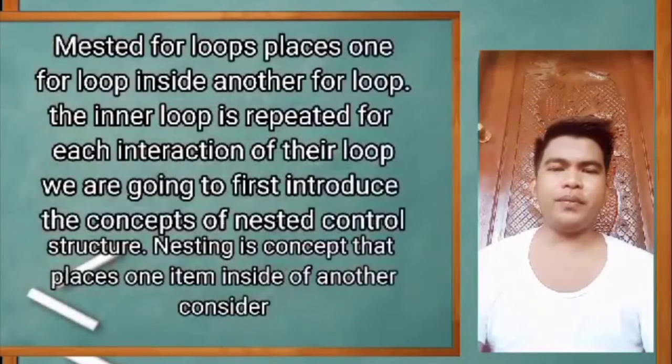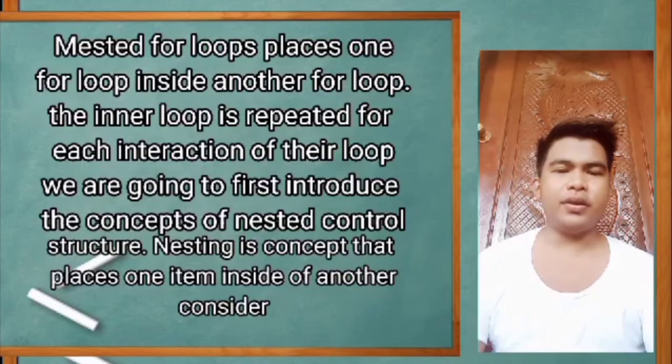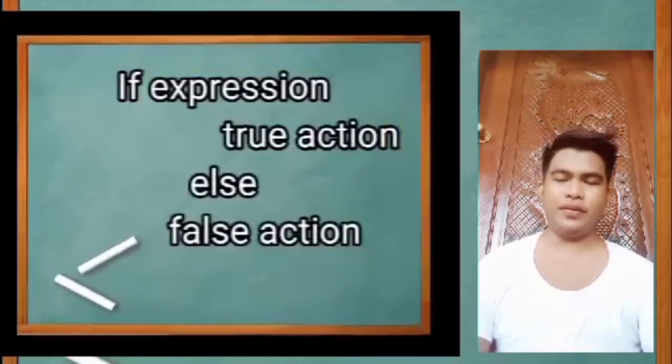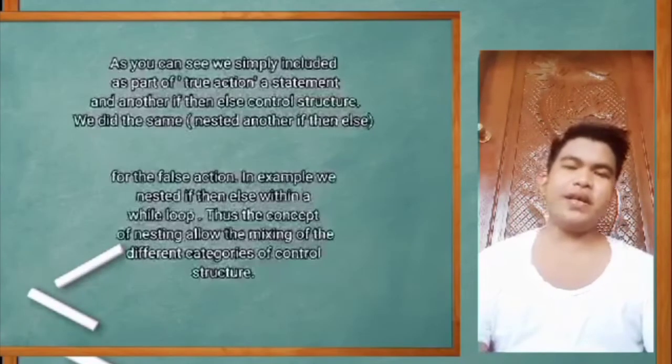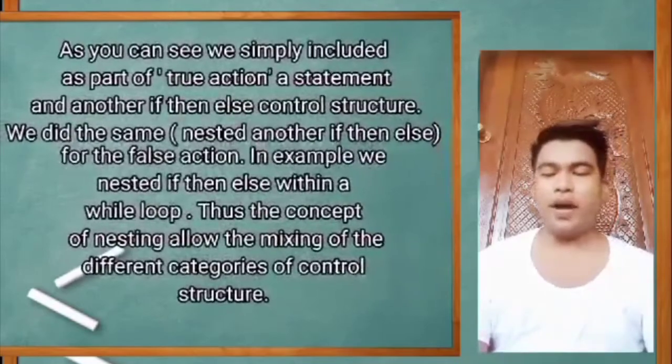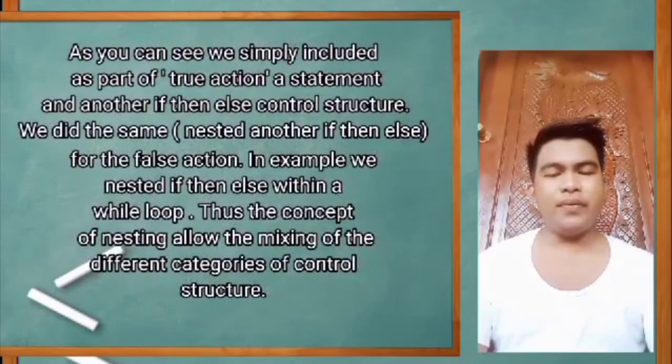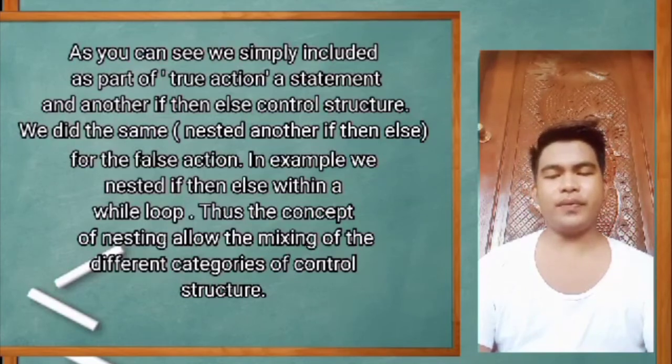Nested for loop: place one for loop inside another loop. The inner loop is repeated for each iteration of the outer loop. We are going to first introduce the concept of nested control structure. Nesting is the concept of placing one item inside another. As you can see, we simply include a part of true action, a statement, and another if then else control structure. We did the same, nesting another if then else for the false action. In our example, we nested an if then else control structure.